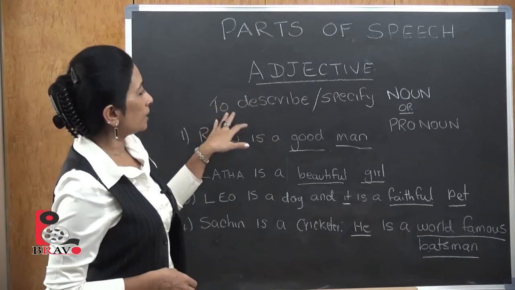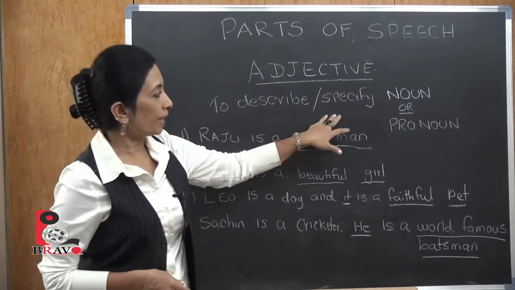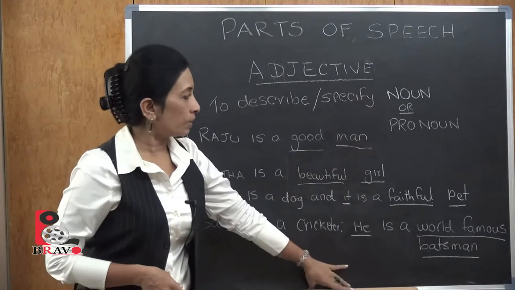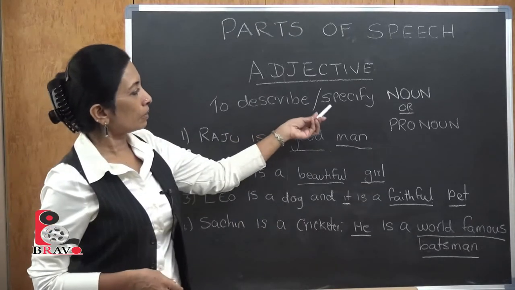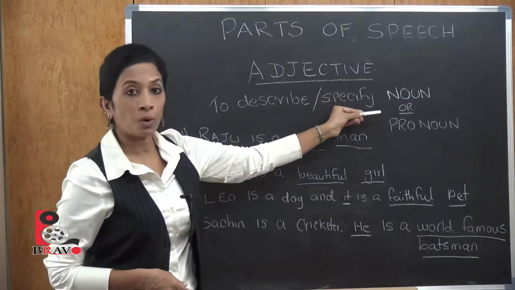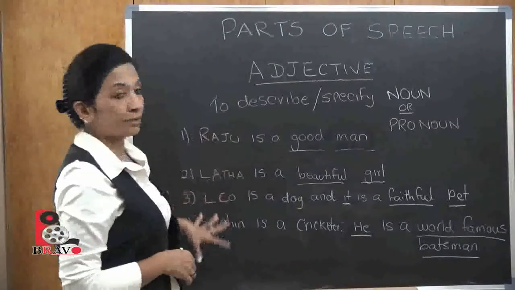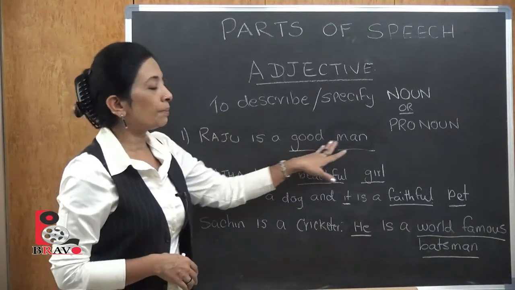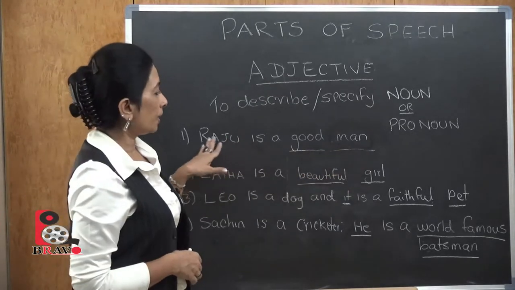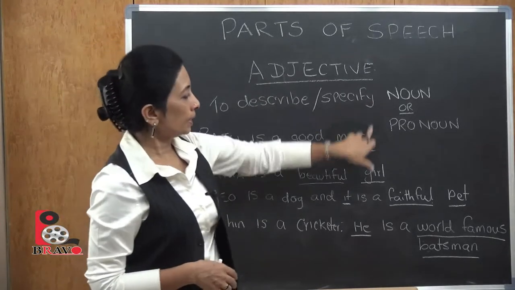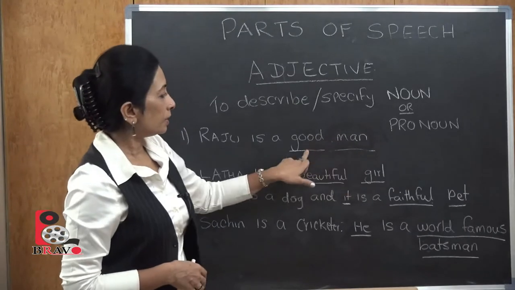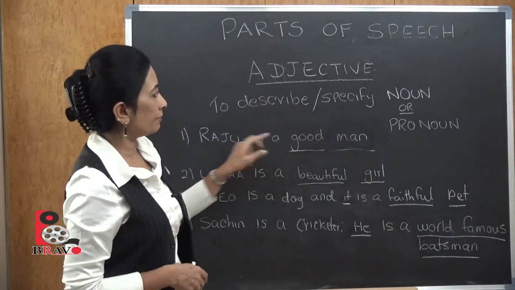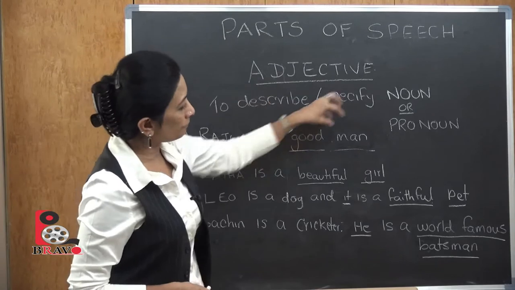An adjective means to describe or to specify a noun or pronoun. Again we have four examples. The first one is Raju is a good man. In this one, the noun is man. The word good is the adjective, because it describes or specifies the noun.